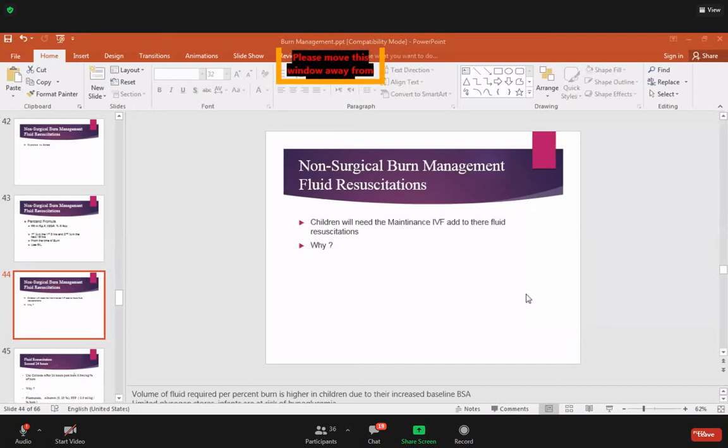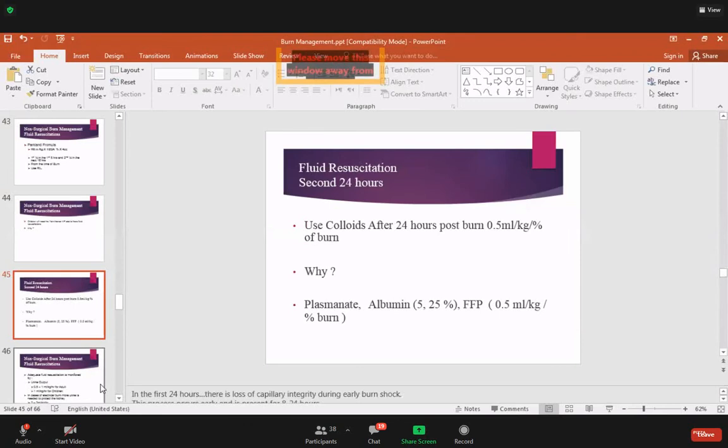This is the formula for the colloids. The formula is the same, but instead of 4 mLs, we take 2 mLs for the colloids. We give colloids more easily and without any danger, as compared to crystalloids, after the 24 hours are gone, because usually in the initial burn shock period there is loss of capillary integrity, and it settles within 24 hours. So after 24 hours, you can start the colloids.